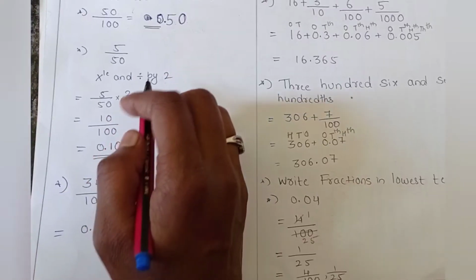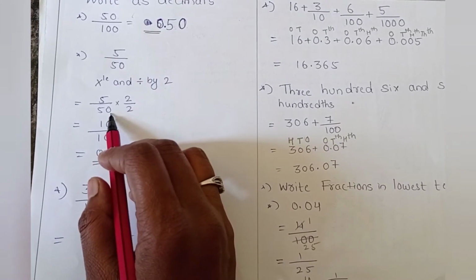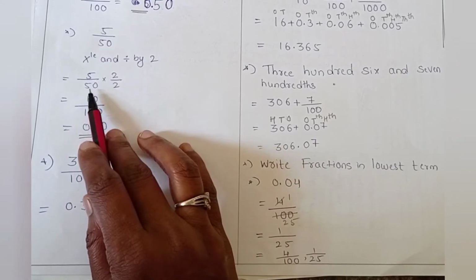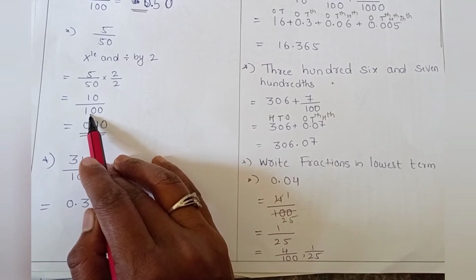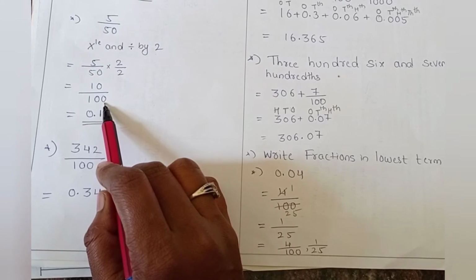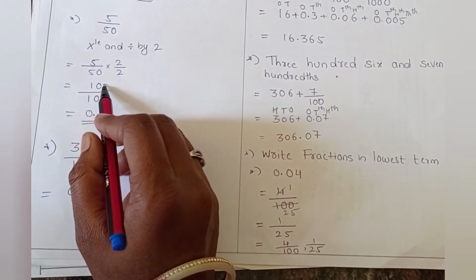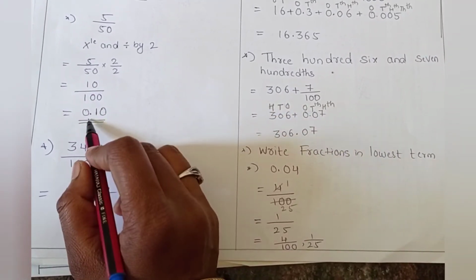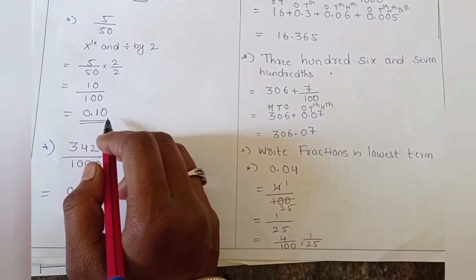Okay. Now, multiply and divide by 2. 5 by 50 into multiply by 2. I'll multiply these two numbers, 5 into 2, 10, 50 into 2, 100. Right, children? Now, in the denominator, I have two zeros. That's why from the right side, after two numbers, I should take the decimal point. So from the right side, this is the first number, this is the second number. So after 1, I don't have any numbers. That's why 0.10 is the final answer.